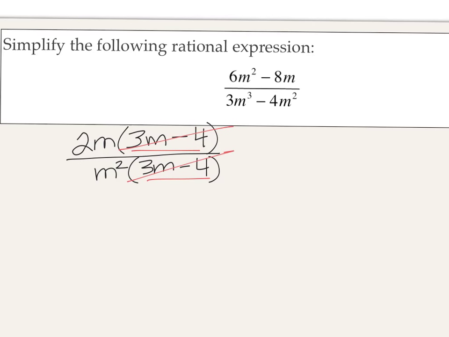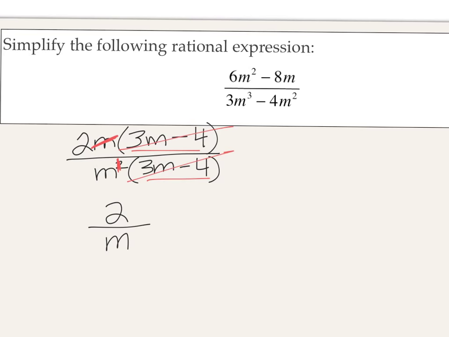Okay? What else could I cancel? One of the m's. So there's one m on top, there's two on the bottom. So I can cancel off one of them. So if I cancel one from the top, I also have to cancel one from the bottom. And I'm left with just 2 on top and m on the bottom. Okay, and that's the way you should do this question.